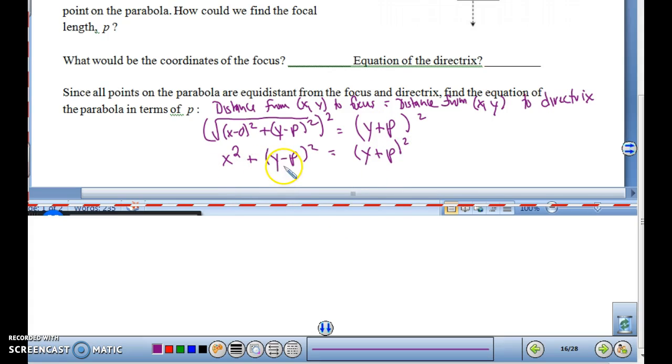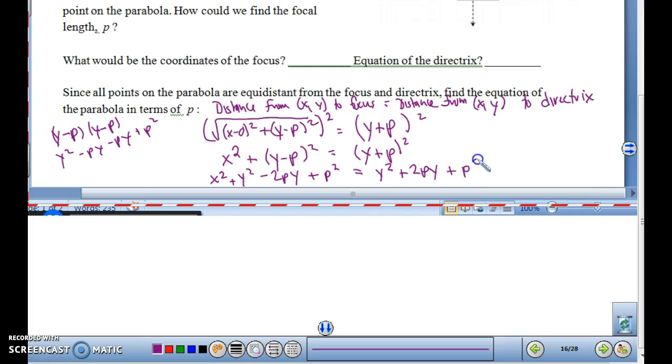So, squaring y minus p, remember y minus p squared is actually y minus p times y minus p, which is y squared minus py minus py plus p squared, which gives me y squared minus 2py plus p squared. And we do the same thing with y plus p. The only difference is it's going to be plus and plus in the middle. It's going to be y squared plus 2py plus p squared.